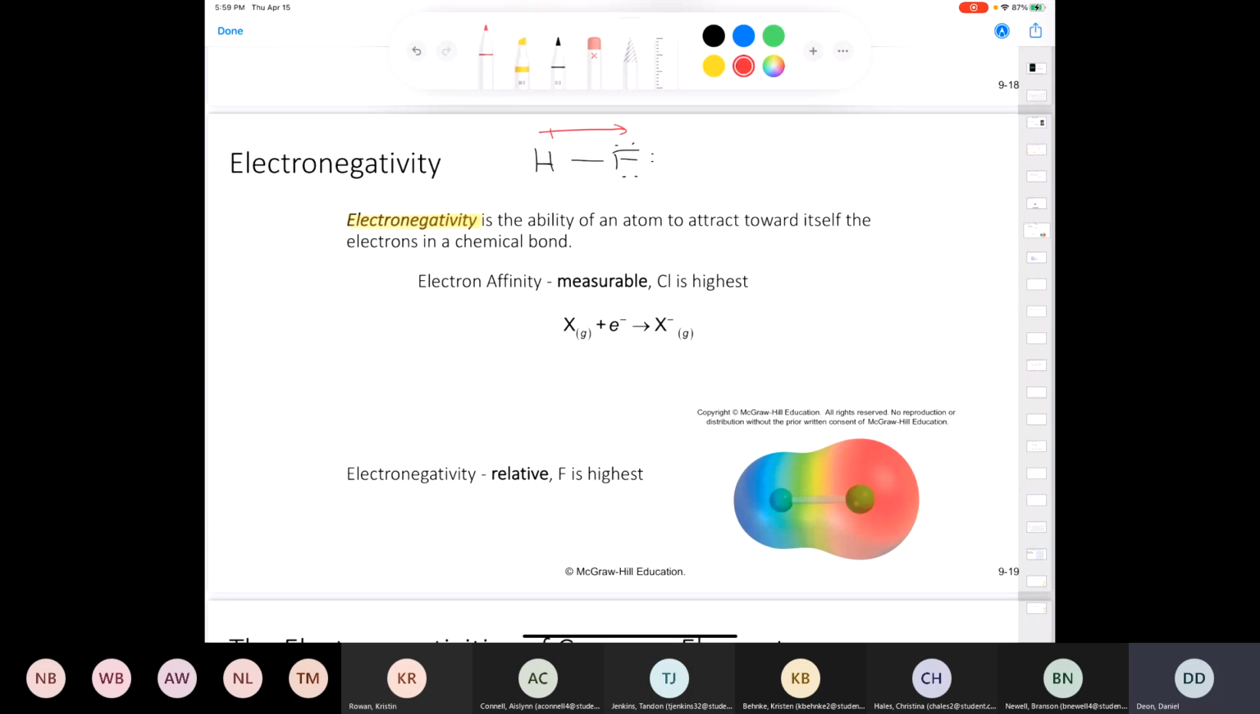Now you might be thinking, well, Mr. Dion, we covered that. That's electron affinity, right? Non-metals have a high electron affinity and they can become isoelectronic with a noble gas, right? Well, electron affinity is quantifiable, so it's measurable. Chlorine has the highest electron affinity in the periodic table, whereas electronegativity is a relative number. It's unitless. Okay, it has no unit.